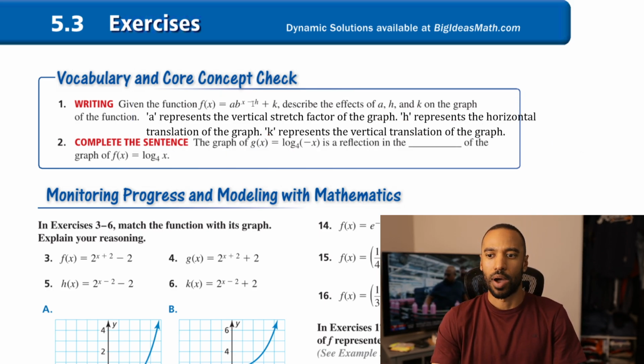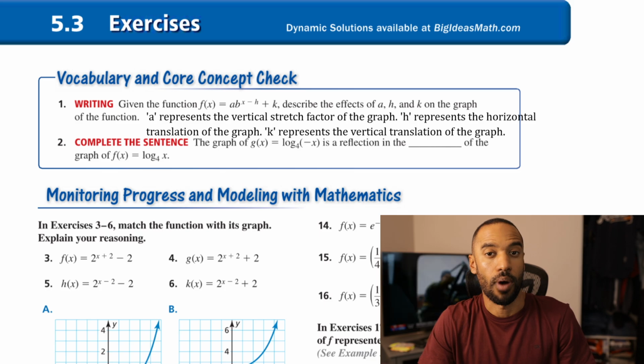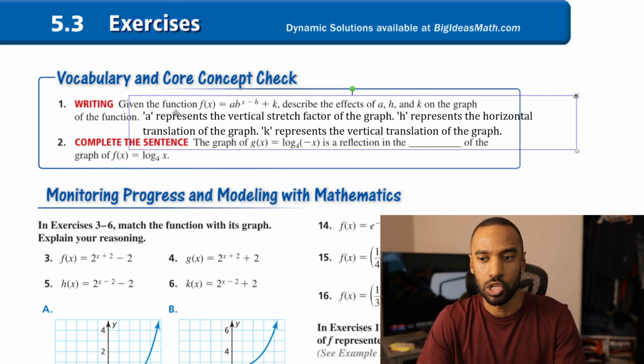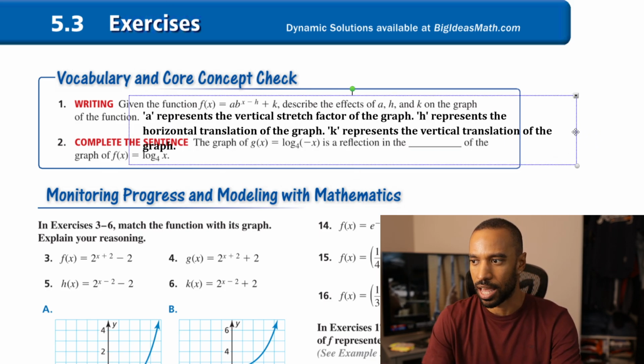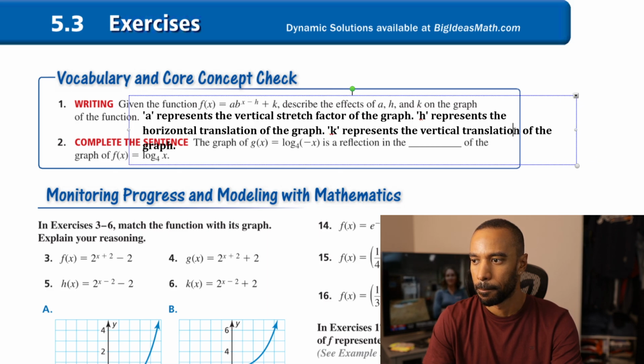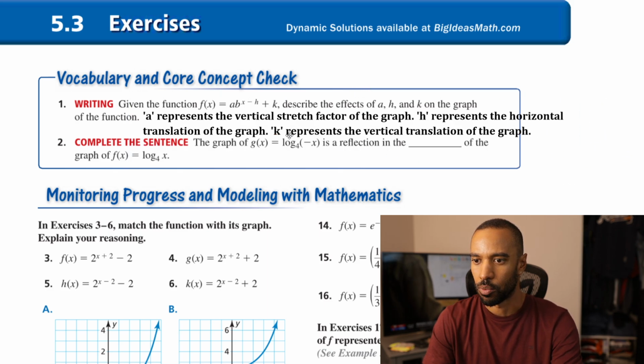Horizontal asymptote starts at y equals 0. If there's a plus k, now it's at y equals k, wherever it is. And everything I do is in relation to that asymptote. Okay? I want to make sure that that's very well understood.